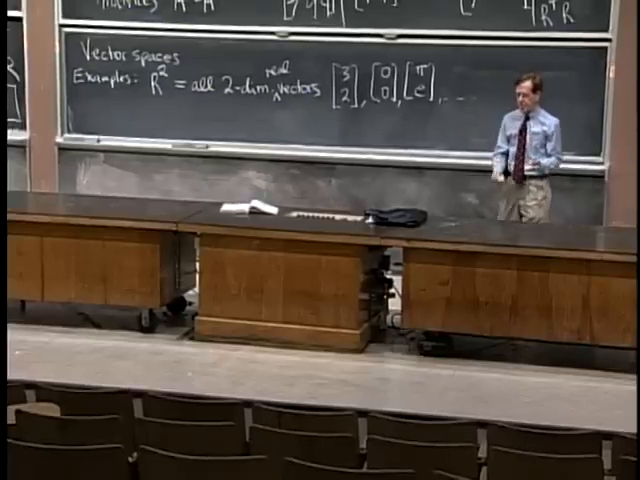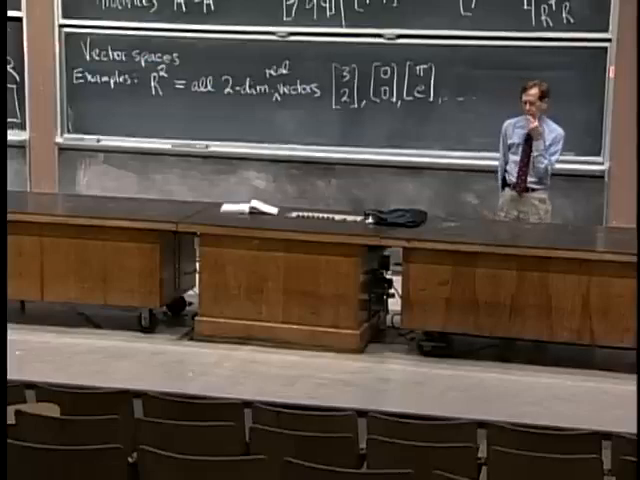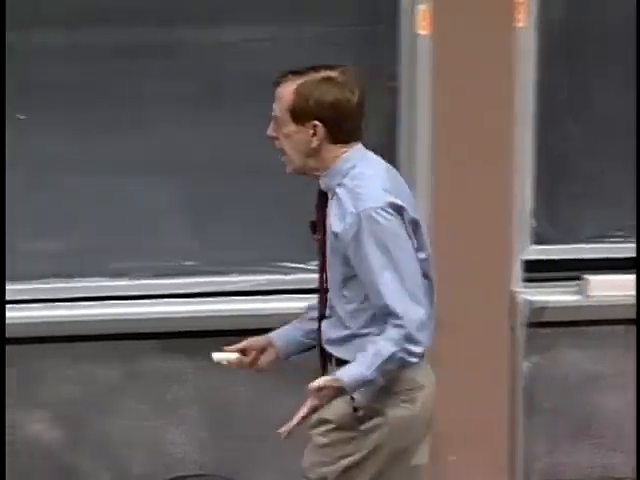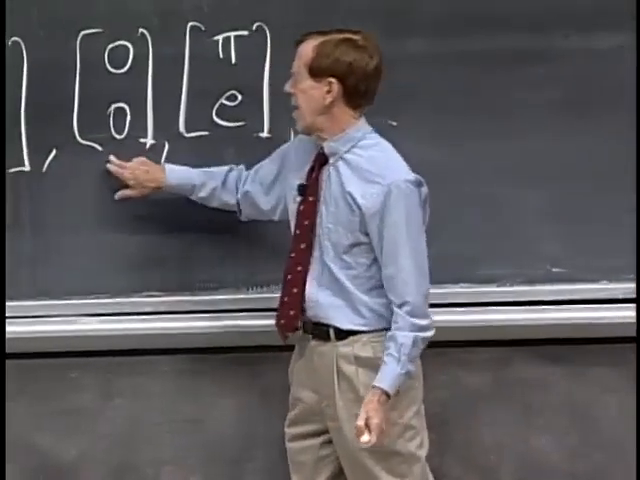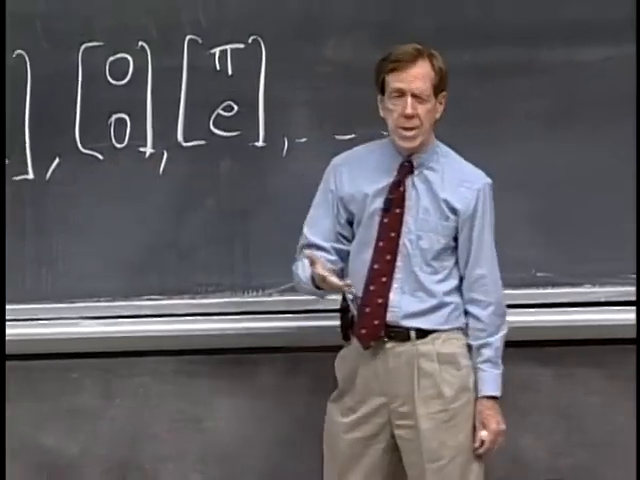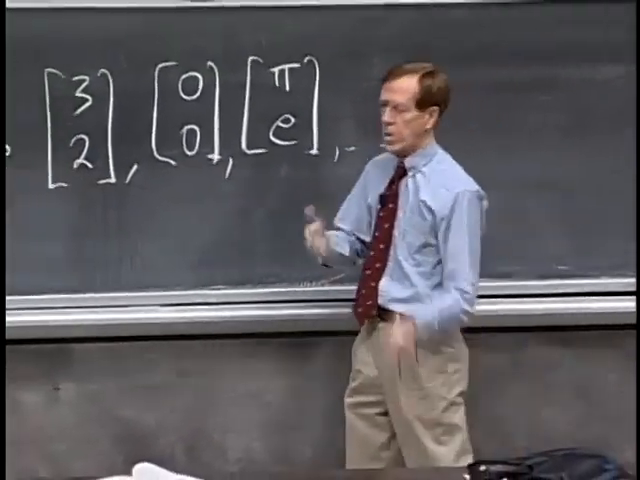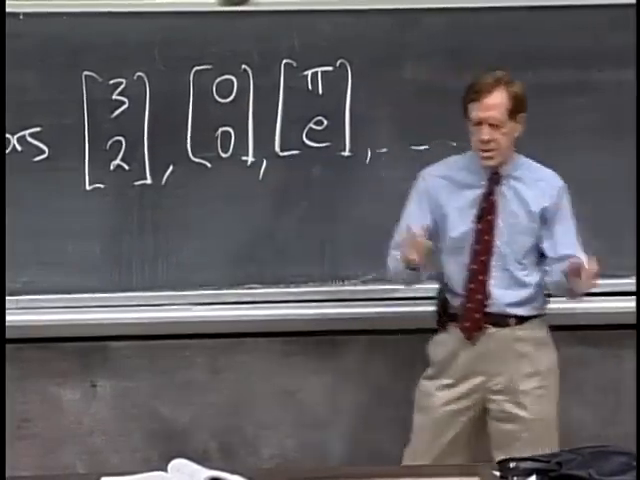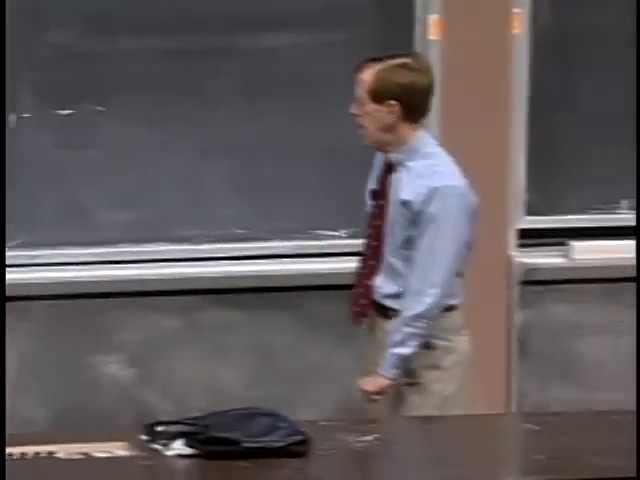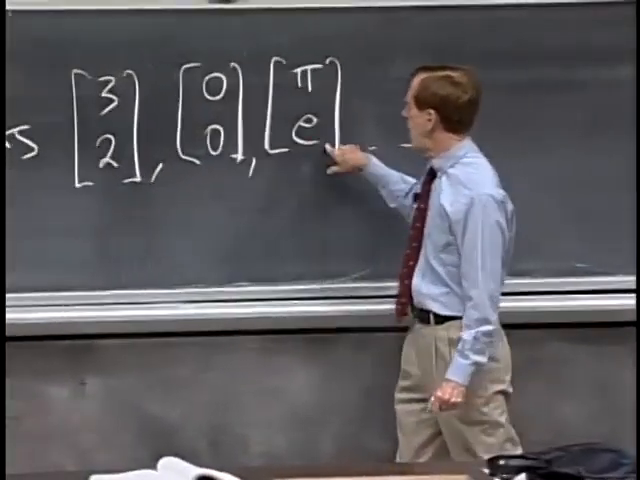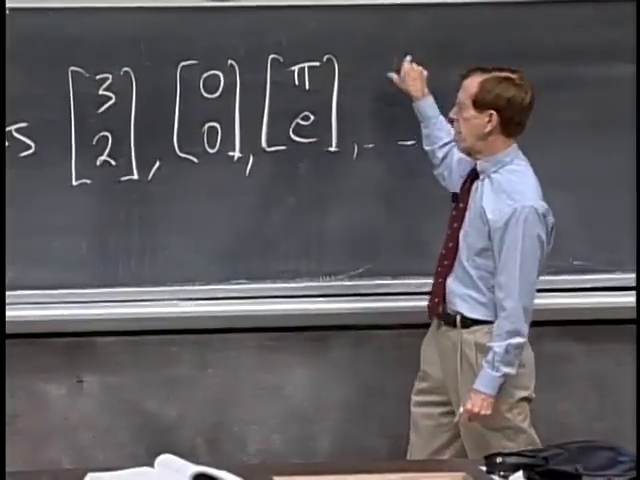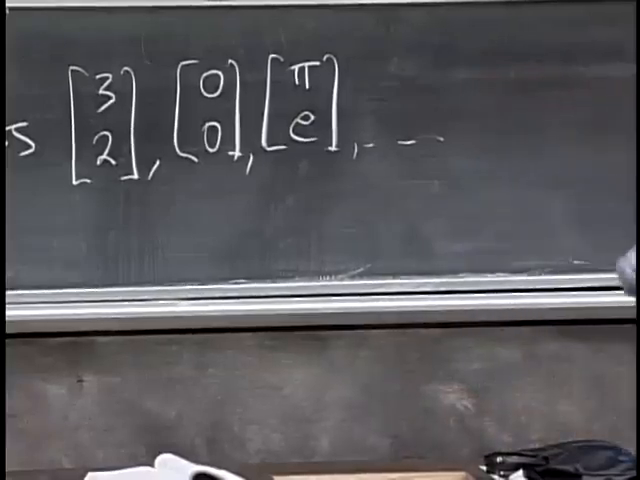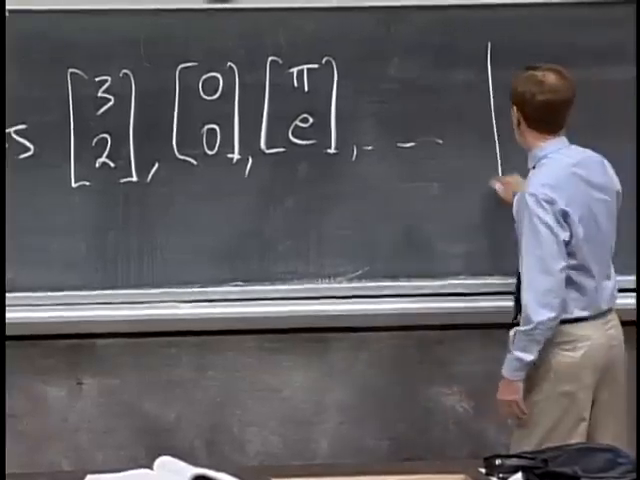Let's see, I guess I should do algebra first. Algebra means, what can I do to these vectors? I can add them. I can add that to that. And how do I do it? A component at a time, of course. 3, 2 added to 0, 0 gives me 3, 2. 3, 2 added to pi, e gives me 3 plus pi, 2 plus e. Oh, you know what it does. And you know the picture that goes with it.